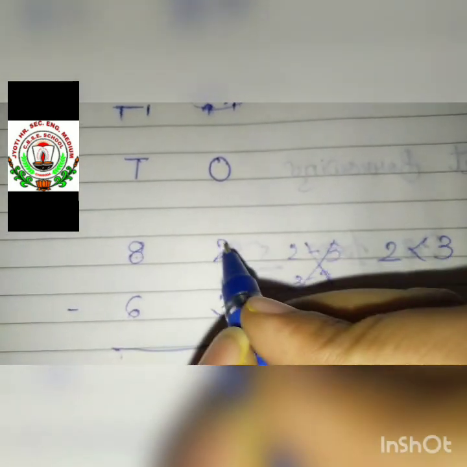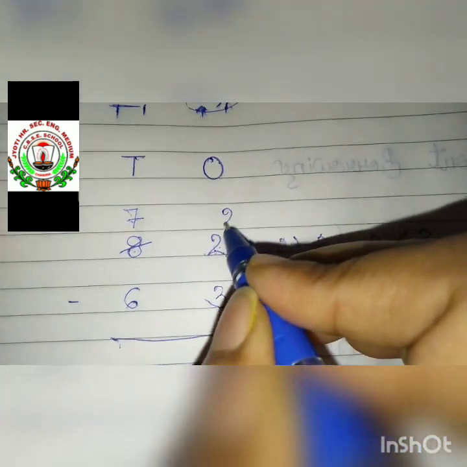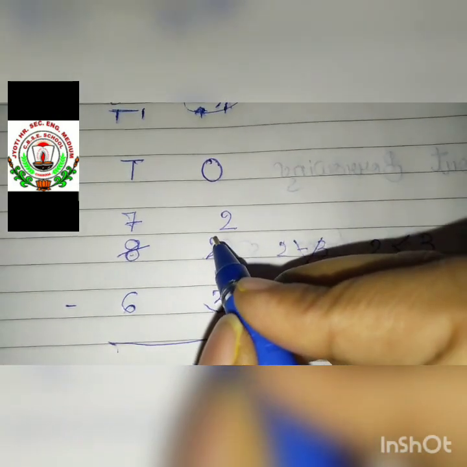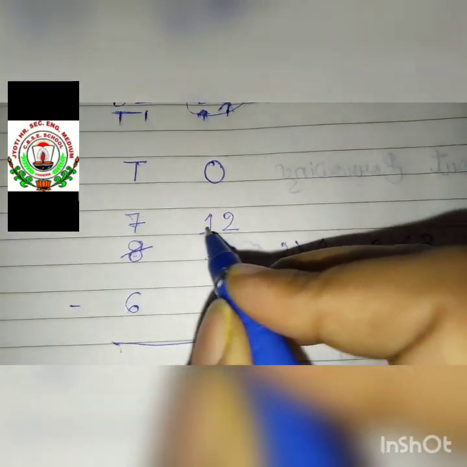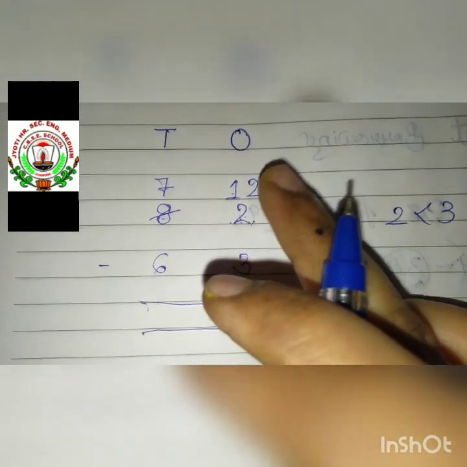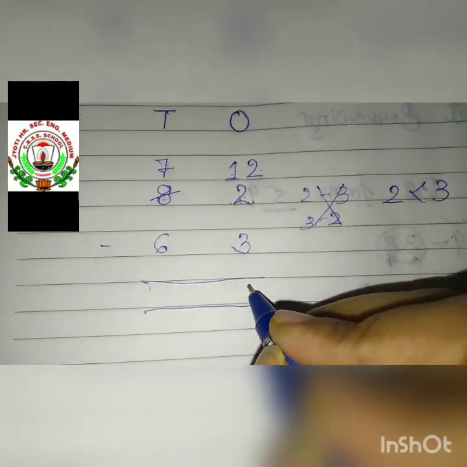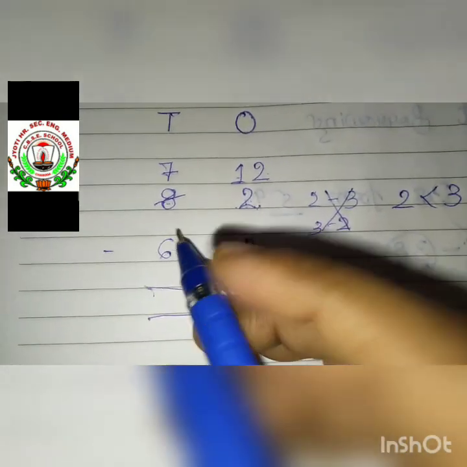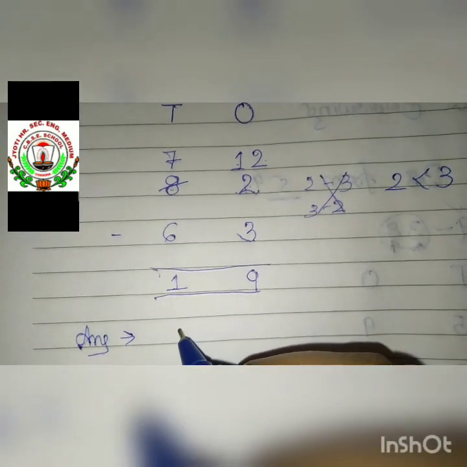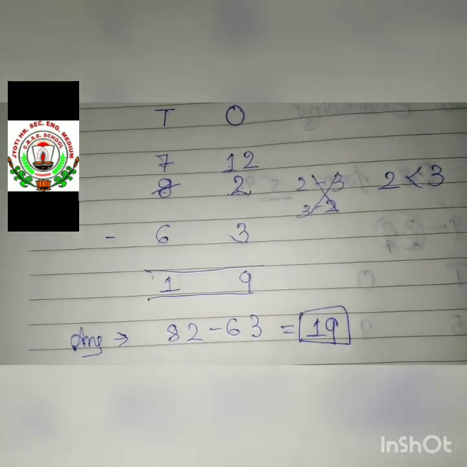If 8 gives 1 ten to the 2, then 8 will become 7, and 2, if it gets 1 ten from 8, will become 12. 10 plus 2 will be 12 like this. Now we can subtract 12 minus 3 and 7 minus 6. Let us do it. 12 minus 3, we get the answer 9. 7 minus 6, we get the answer 1. So the answer of this problem is, 82 subtracted by 63, the answer comes as 19.